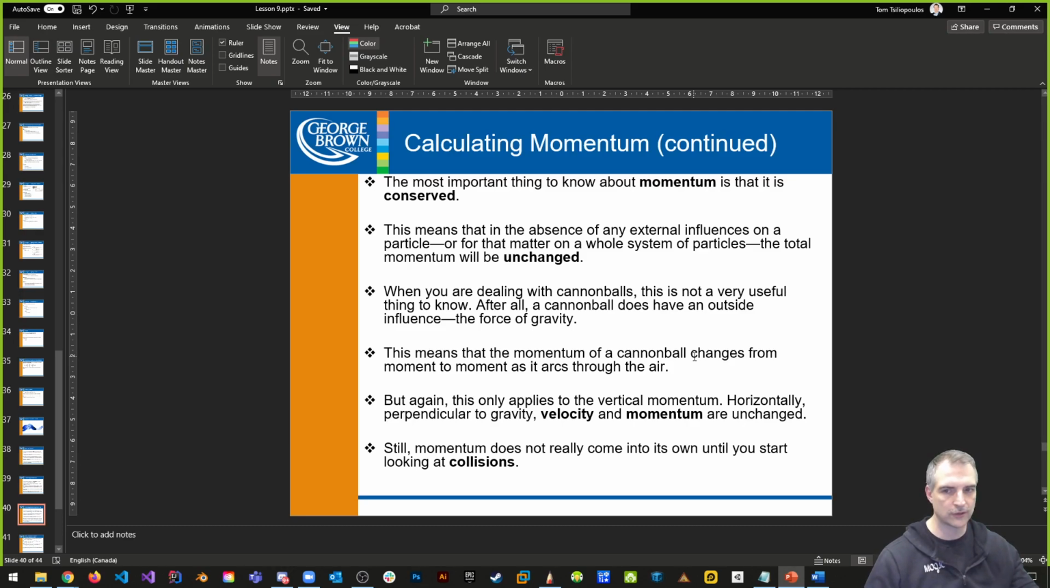Total momentum is unchanged. So again, when you're dealing with things like cannonballs, it's not that very useful to know, because cannonballs have outside influence, the force of gravity, right? But when it comes to other things, this idea of momentum makes sense, okay?